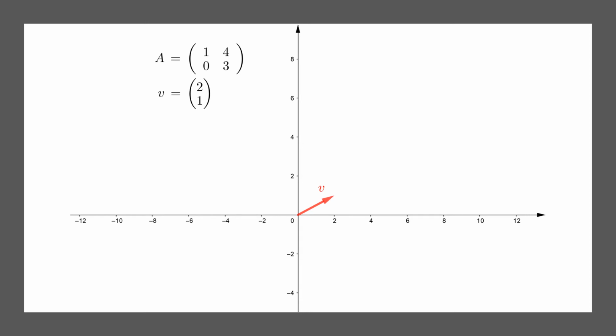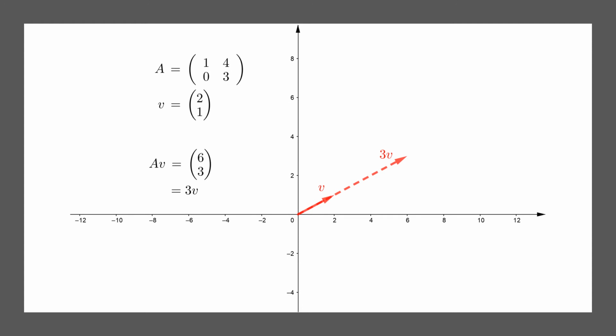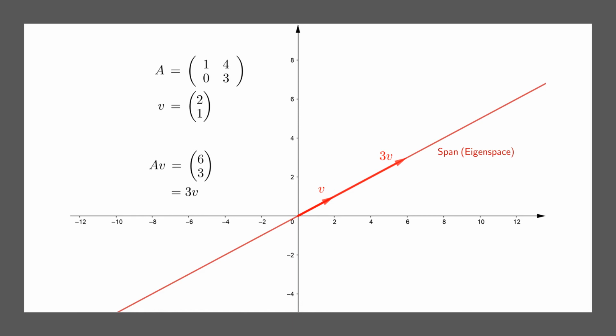We consider a numerical example. We verify that A times V is 3V. Hence, V is an eigenvector that matches the eigenvalue 3. Vectors in the span of V are eigenvectors that match the eigenvalue 3. Multiplication by the matrix A just scales them by 3. They remain in the span of V. Indeed, span of V is the eigenspace of 3. A similar computation shows that 1 is also an eigenvalue and its eigenspace is the horizontal axis.